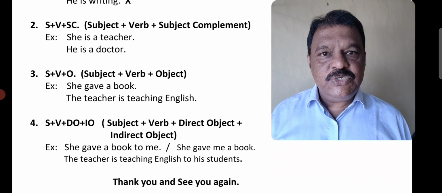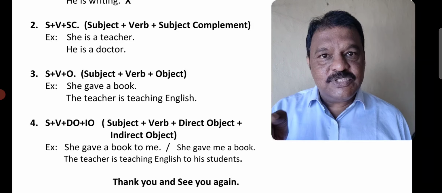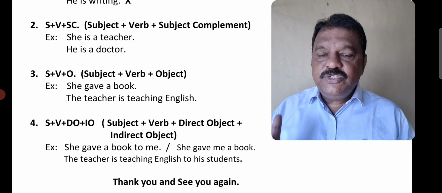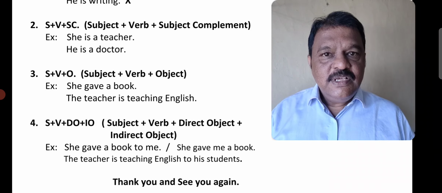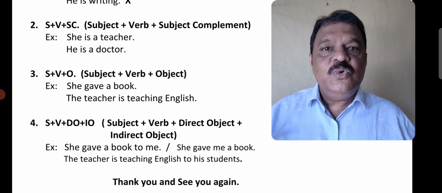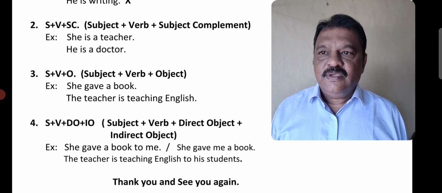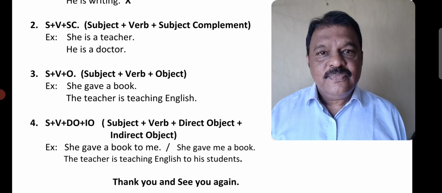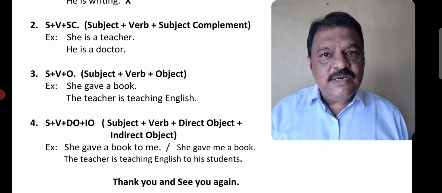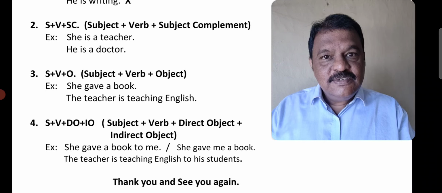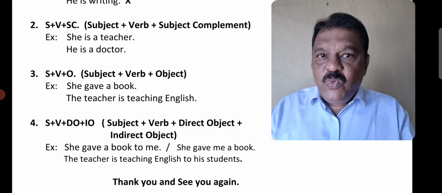Look at pattern number 2 and the examples there. She is a teacher. Keep this sentence as a model for you and start producing your own sentences. She is a teacher, so how can you produce your own sentence? My uncle is a doctor, right? You can just change the sentence with your own words and with your own new ideas.